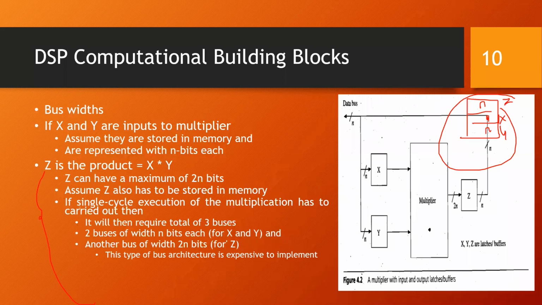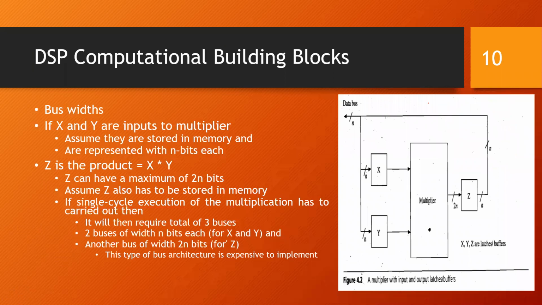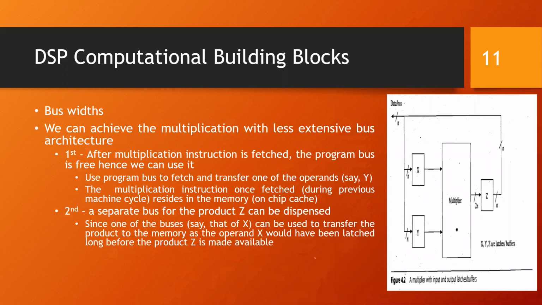So this is all done for single cycle execution. In one cycle itself, I should be able to get the entire operation done. Again, the delay depends on the maximum path delay present in this entire circuitry. If I have bus widths of 2n bits, this is actually expensive to implement, so we don't go for that. So we go for different alternatives. That is what is discussed here.